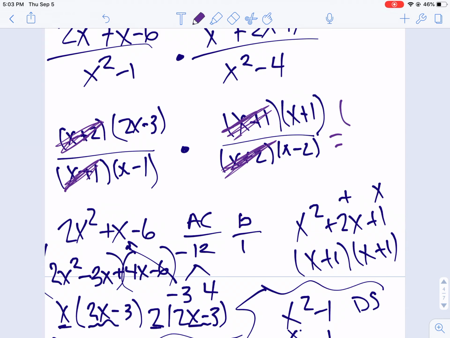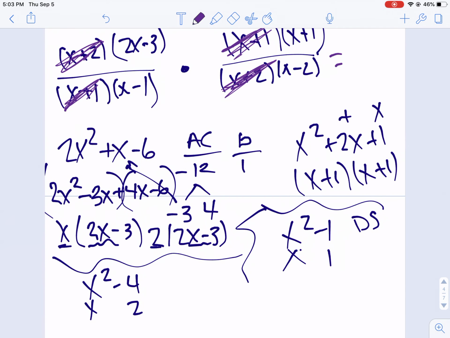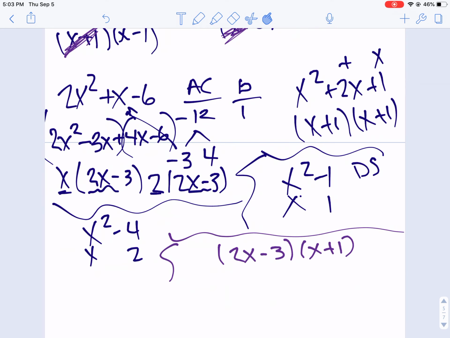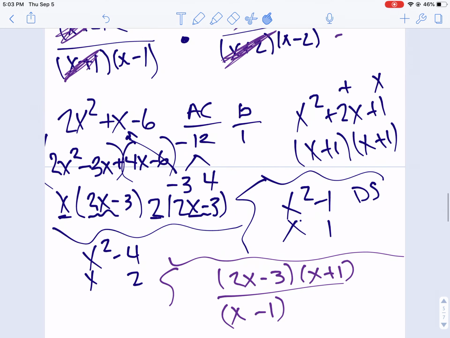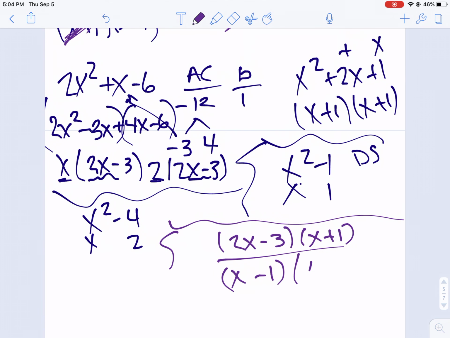So on top, we're left with, I'm going to go down to the bottom, okay? Rewrite this down here. So on top, we have 2x minus 3 times x plus 1. And on the bottom, we have x minus 1, sorry, times x minus 2. And that is your answer.